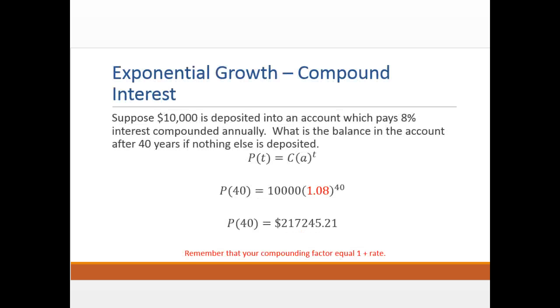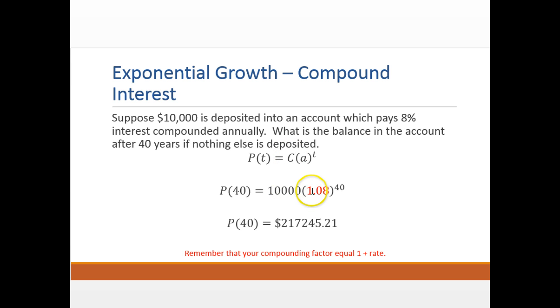Let's talk about exponential growth as it applies to compound interest. Suppose we have $10,000 deposited into an account which pays 8% interest compounded annually. What's the balance in the account after 40 years if nothing else is deposited? This is a simple exponential growth model. P of t equals C times A to the t power. C is the initial value, so we have $10,000 in it.